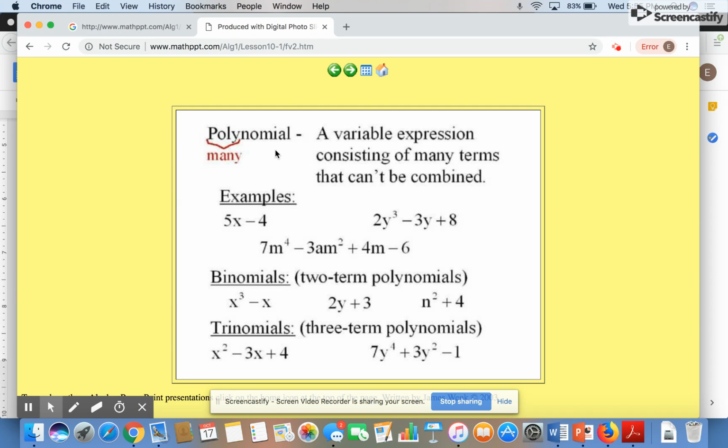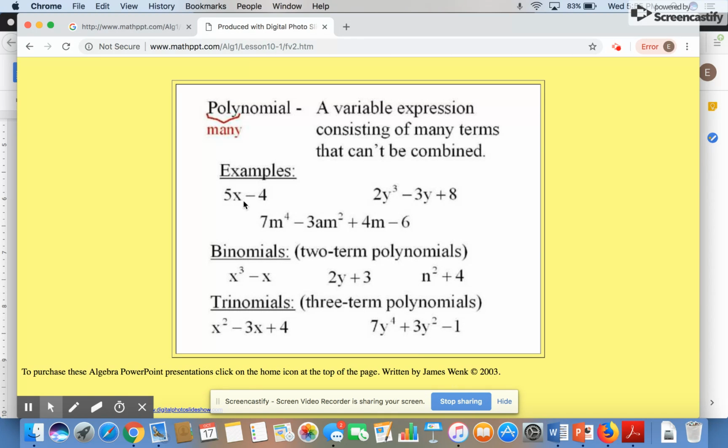So earlier we learned what a monomial is, but this is a polynomial. A polynomial, poly means many, is a variable expression consisting of many terms that can't be combined. And here are some examples. 5x minus 4. There aren't any like terms, they can't be combined.